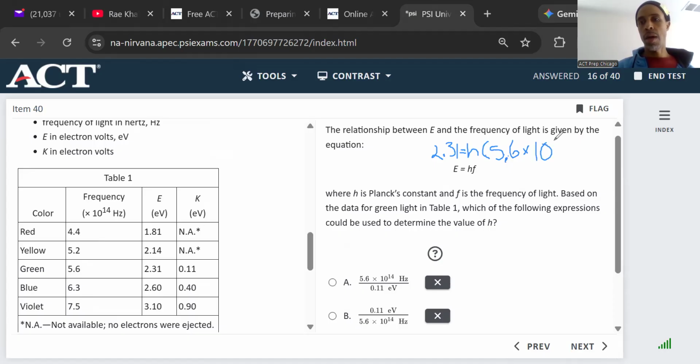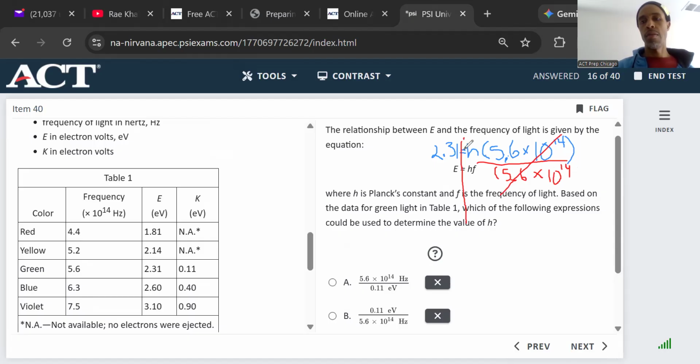So your mathematical mind just says, well, how do we get H by itself? Well, H is being multiplied times that, right? You put a vertical line through the equal sign. Since H is being multiplied by that, you could divide both sides by the 5.6 times 10 to the 14. That would get H by itself. Cancels on the right side.